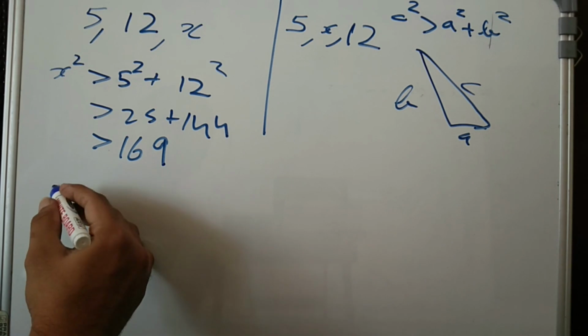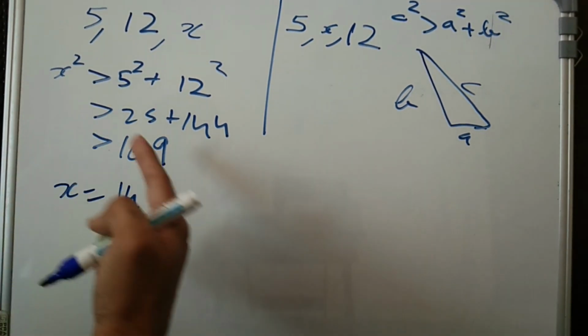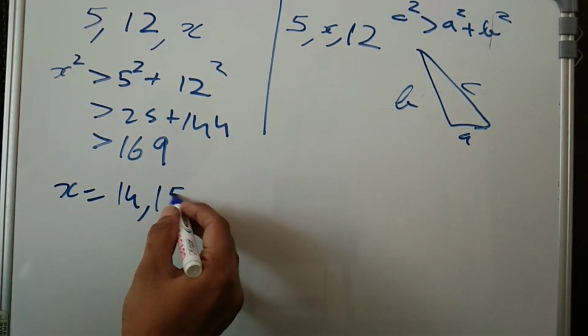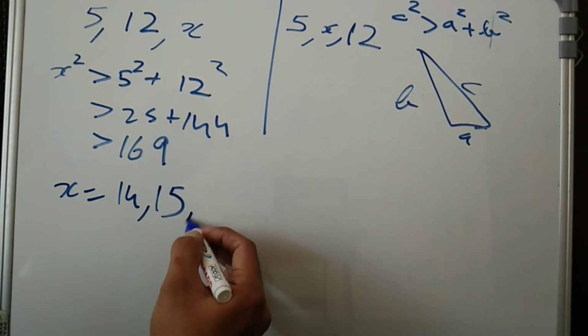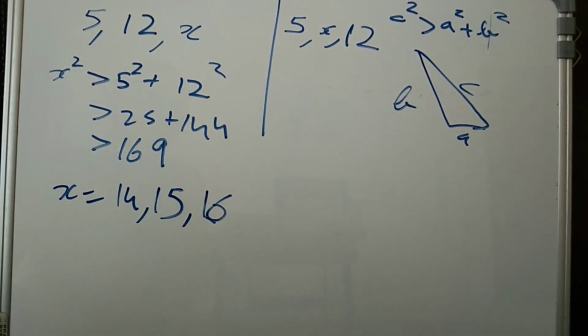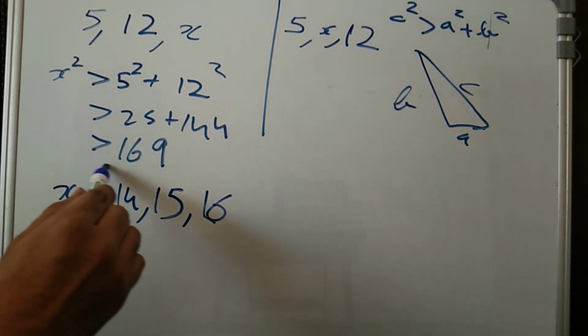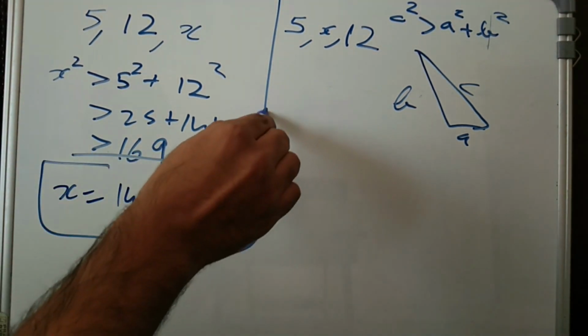case. So x can take 14, because 14 square is greater than 169. 15 square is greater than 169. 16 square is greater than 169. And we can't take 17 and thereafter, because the sum of two sides will not be greater than the third side if I take 17. So these are the possible values of x for the first case.